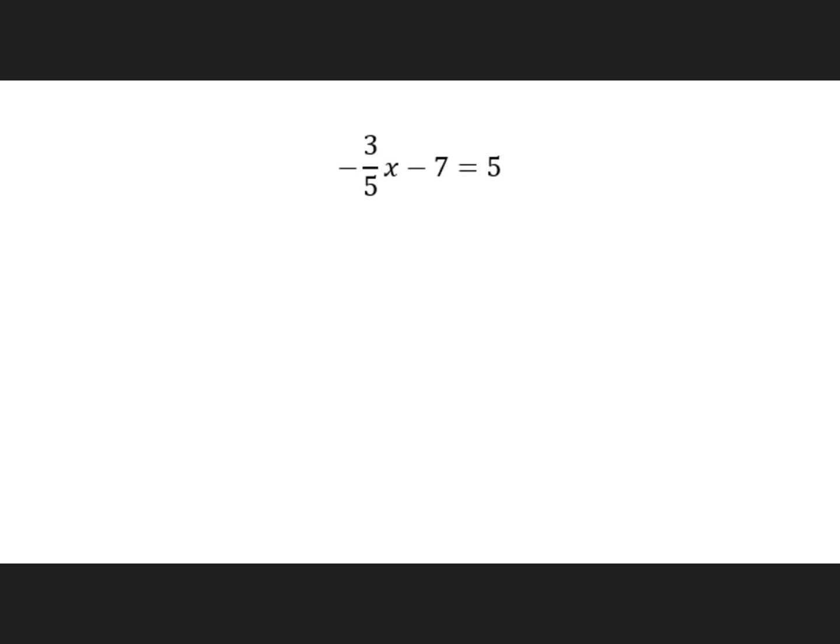All right, what are you going to get rid of first? I'm going to get rid of that negative 7. How do I do that? Positive 7 here on both sides. All right, that gets rid of this. I'm going to rewrite this fraction.